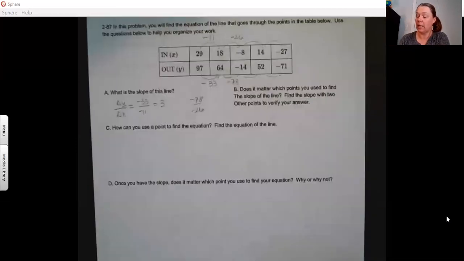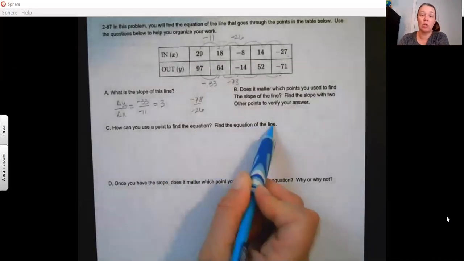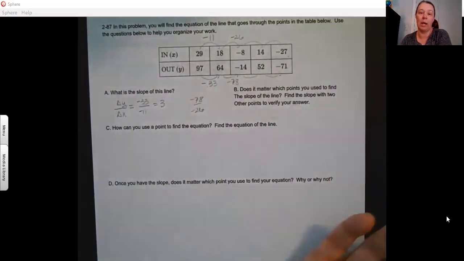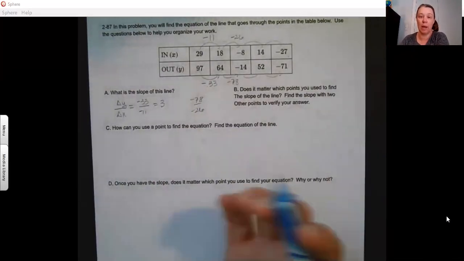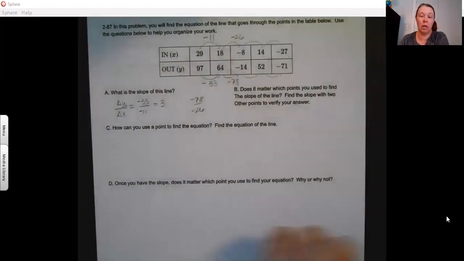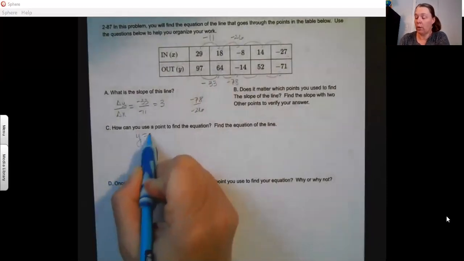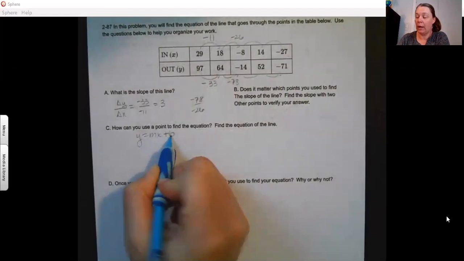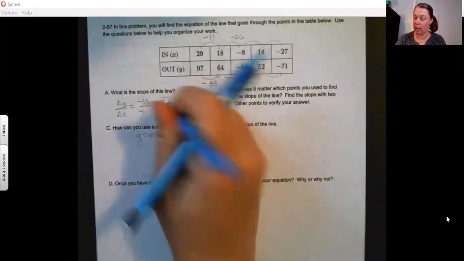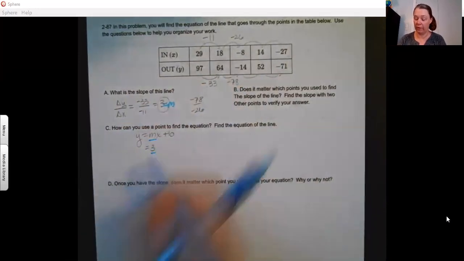All right, so now it's asking, how can I use a point to find my equation and then find the equation of a line? So this goes back to what we did with the chicken, like we knew a weight on a day and we knew how much it was increasing by, we knew the slope, and we knew a point on that line and how we could substitute in to get our b value. We're going to do the same thing here. So we're going to start with that y equals mx plus b. I know my m is 3. Okay, so I'm going to use that my m is 3 here. And then I want to find my b value.